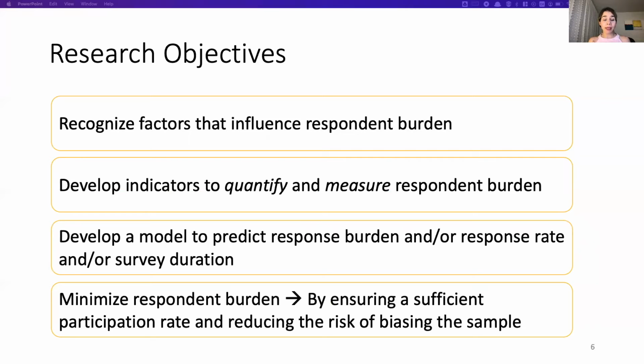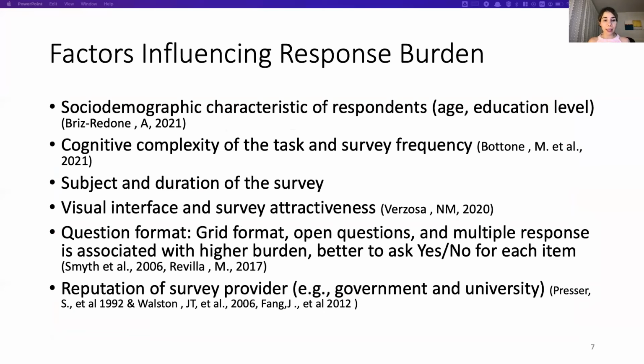My research objectives are recognizing factors that influence response burden, developing indicators to quantify and measure the burden, developing a model to predict the burden, response rate, and survey duration, and minimizing response burden at the end. Here we have a list of factors that influence response burden. These are not all the factors that are important, but I just brought some very famous ones. First of all, we have socio-demographic characteristics of the respondent, and then we have cognitive complexity of the task and survey frequency. Then come subject and duration of the survey, which are very important. And then visual interface and survey attractiveness, question formatting, and reputation of the provider.